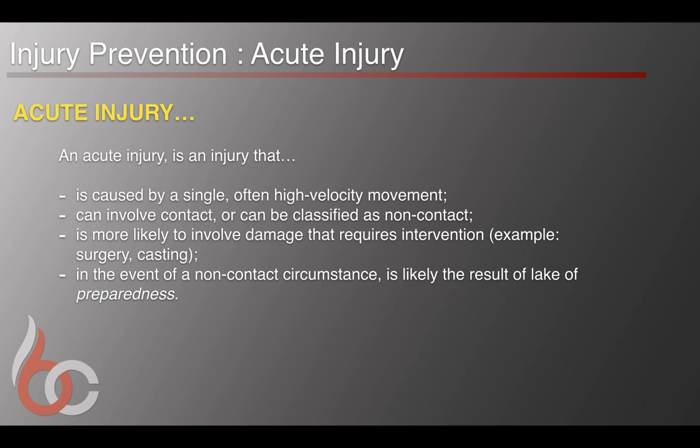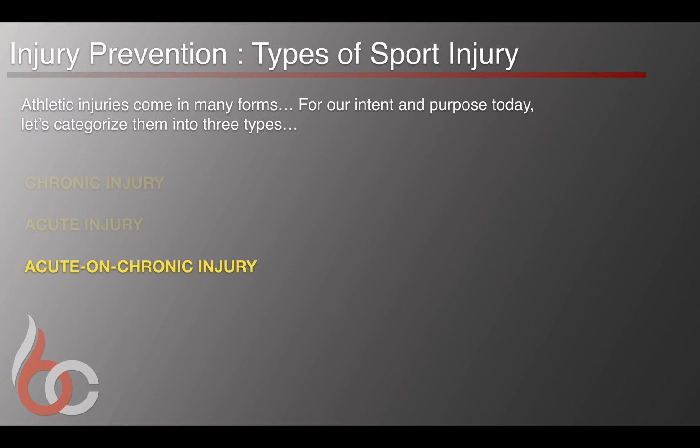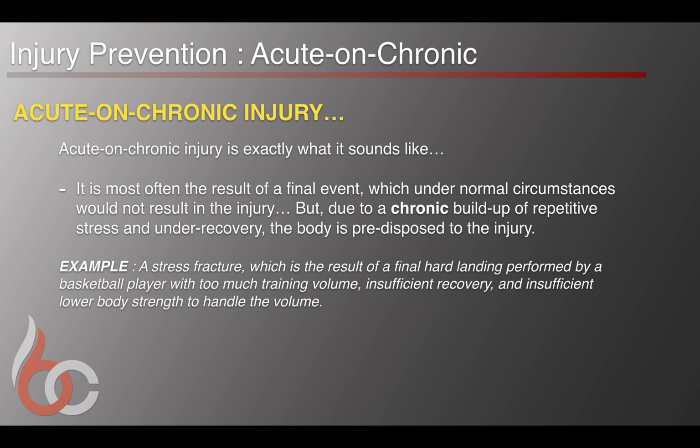And then lastly, in the event of a non-contact circumstance where there's not a collision, it's likely the result of poor preparedness, right? When an athlete is not prepared. And this is something we'll talk about a little bit later when we speak to the role of strength work. So when we talk about injury prevention and the possibility of an injury being acute on chronic, this is where we really, really can look at the role of prevention. And I'll speak to that a little bit more in a minute.